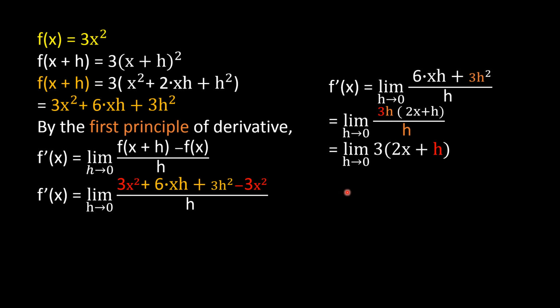Now we can solve this limit by substitution. We will put h equals 0. So it will be 3 times 2x, which will be f dash x equals 6x. So the derivative of 3x squared is 6x.